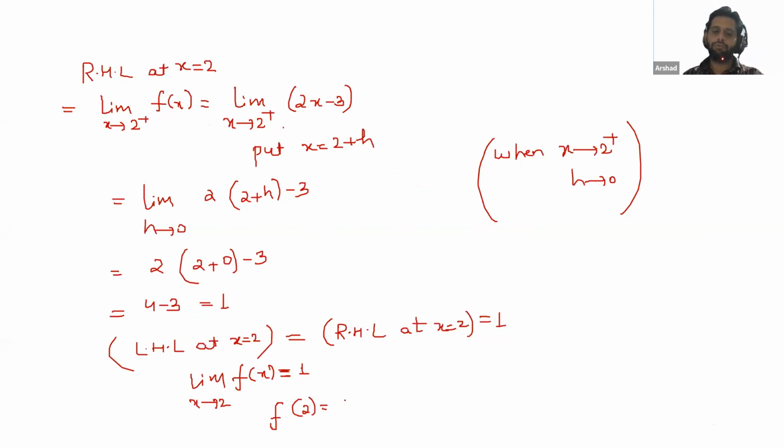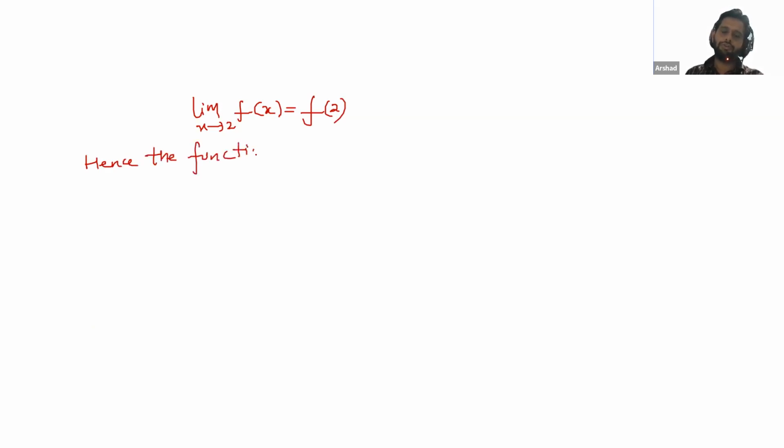So f(2) is equal to 2 into 2 minus 3, which will give us 4 minus 3 is equal to 1. So here limit x tends to 2 f(x) is equal to f(2). Hence the function is continuous. This function is continuous at x is equal to 2. Is it clear, Fahad?